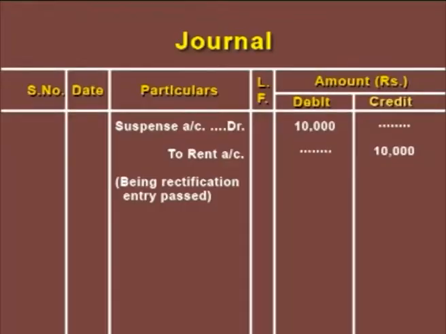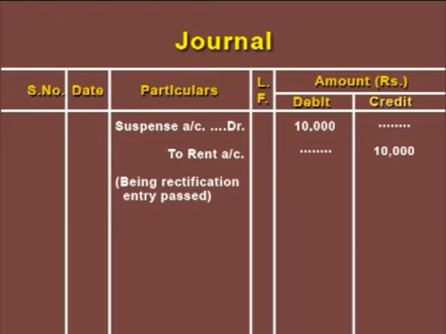Further, as we understood in the previous example, as only one account is affected, the other account will be suspense account. So, the required rectification entry will be suspense account debit to rent account. The amount is 10,000 rupees.